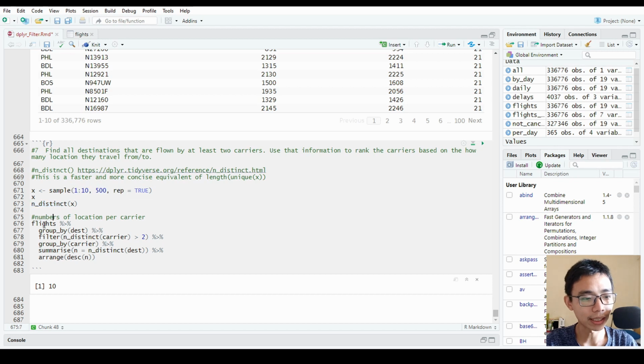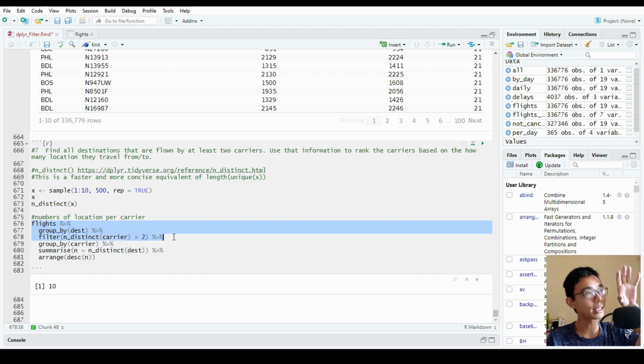Okay, so let's go to our question. First of all, we want to find destinations that were flown by at least 2 carriers. So we group by destination and we filter based on n_distinct carrier greater than or equal to 2. In that case, you will have the data grouped by individual destination, and every destination has a few carriers. If there's only 1 carrier, throw it away. If there are 2 or more carriers, only then do we include them in the further calculation. So now we'll only have a data frame where all the destinations flown by only 1 carrier are removed.